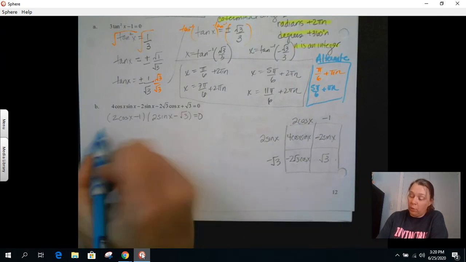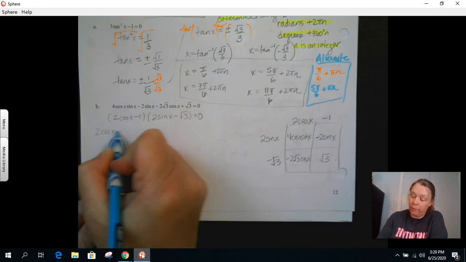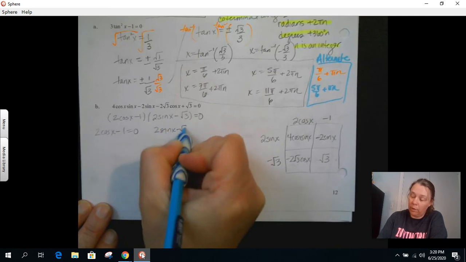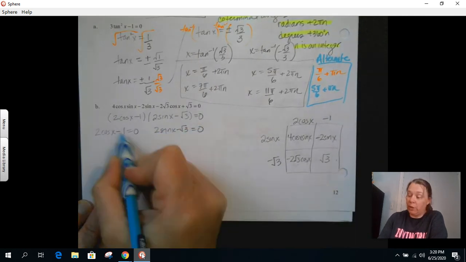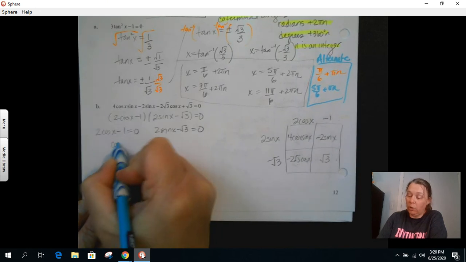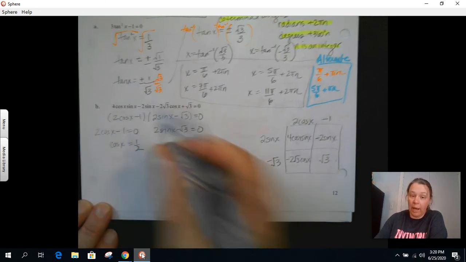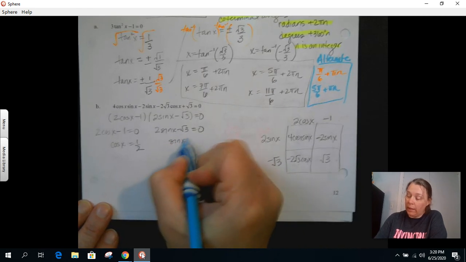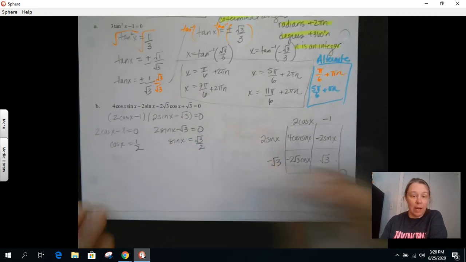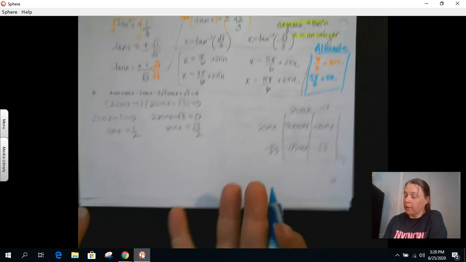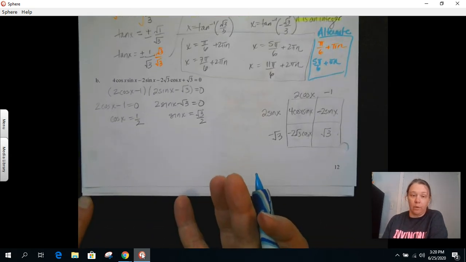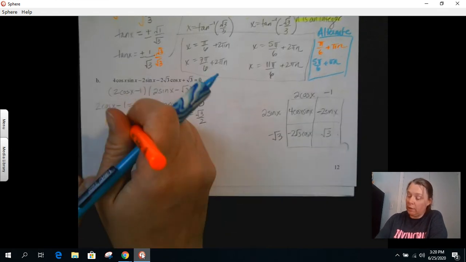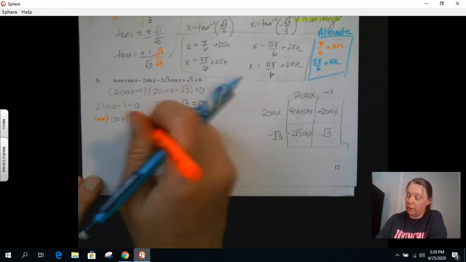Okay, set my factors equal to 0. And then solve. So here if I add the 1 and divide by 2, I get cosine of x is 1/2. Here if I add the root 3 and divide by 2, I get sine of x is root 3 over 2. Finally, not a 1/2. Mixing things up. So then I'm going to take the inverse cosine of both sides here, and inverse sine of both sides in the other.